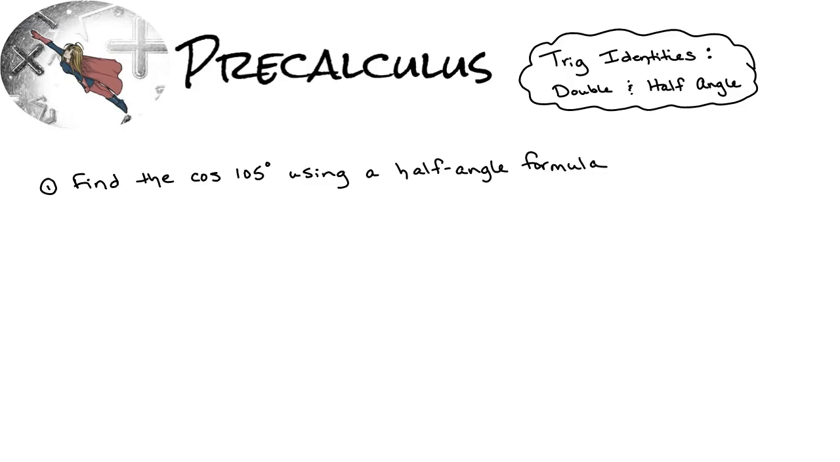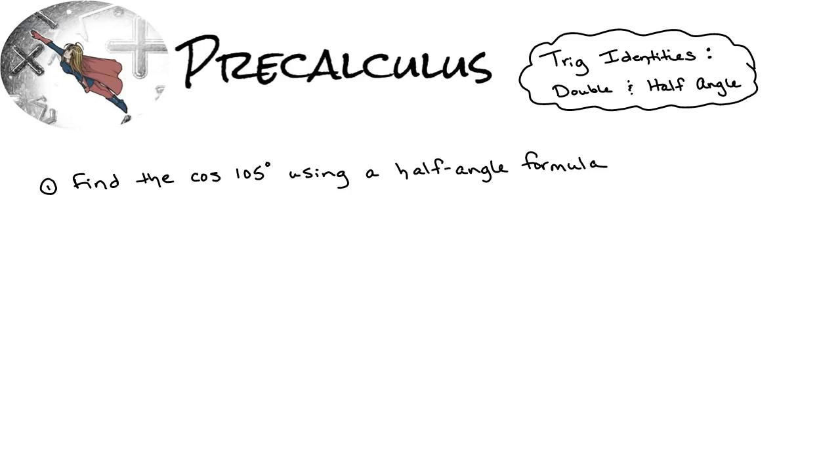Hello everyone. Here I am going to do two examples using the double and half angle formulas. So in my first example, it's asking to find the cosine of 105 degrees using a half angle formula.